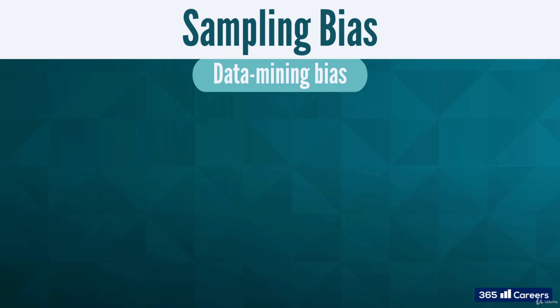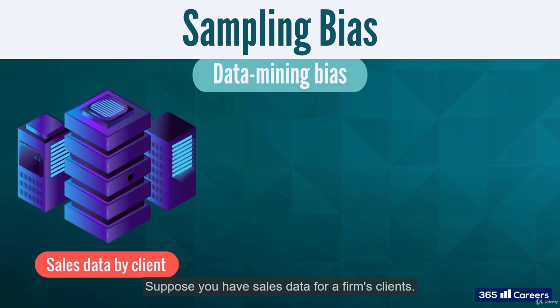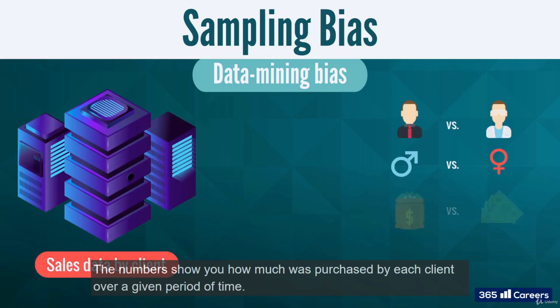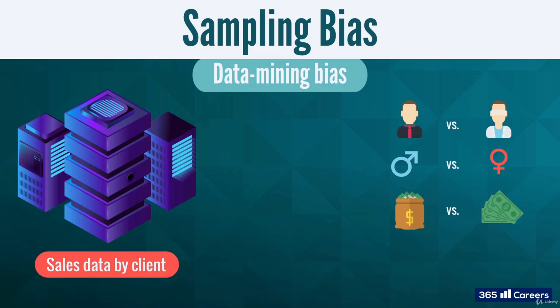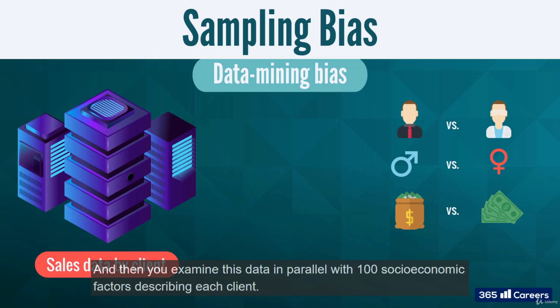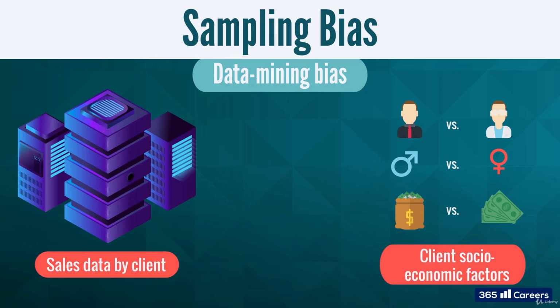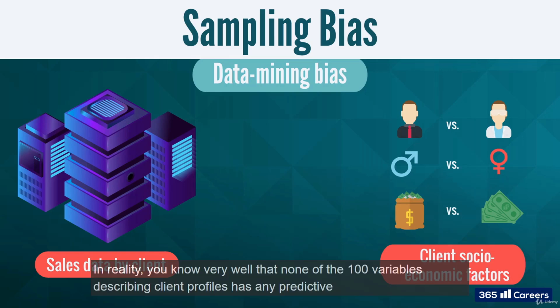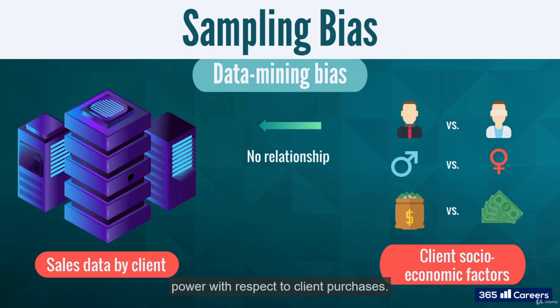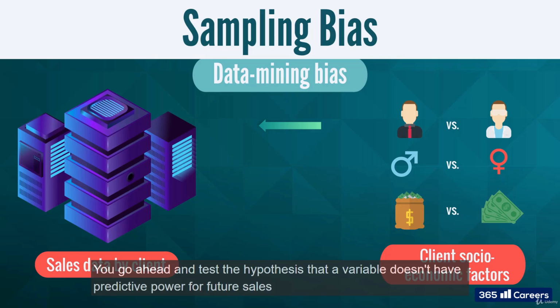Here's one example. Suppose you have sales data for a firm's clients. The numbers show you how much was purchased by each client over a given period of time. And then you examine this data in parallel with 100 socioeconomic factors describing each client. In reality, you know very well that none of the 100 variables describing client profiles has any predictive power with respect to client purchases.